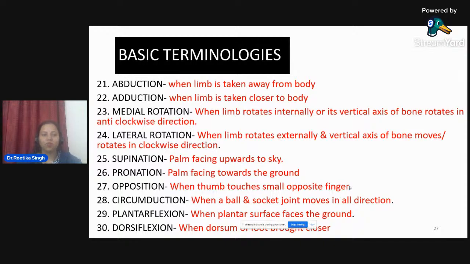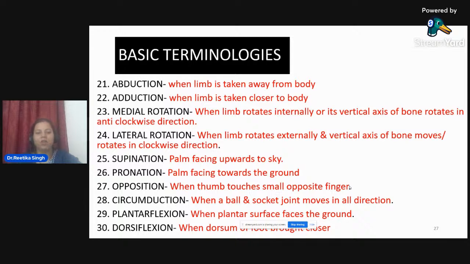Abduction, this is the movement when the limb is taken away from the body or apart from the body. Adduction, when the limb is taken closer to the body. Suppose when you move your hand towards the body or the side of the body, then it is known as adduction. And when you move your hand away from the body, then it is abduction.